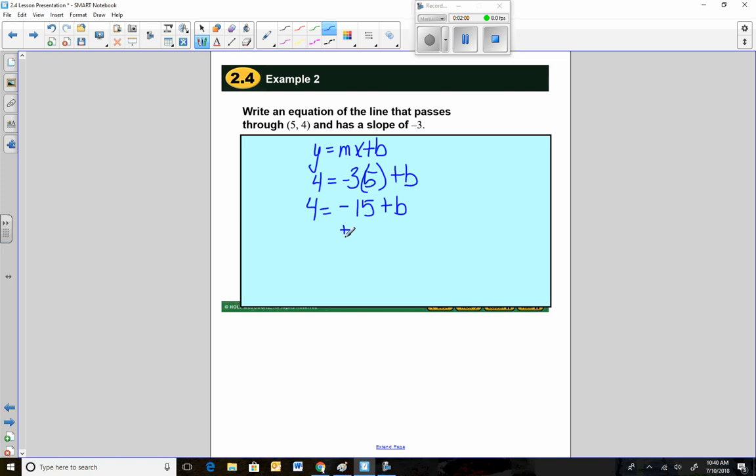And we get b by itself by adding the 15 to this side, so it will go away. And what you do to one side, you have to do to the other. Addition property of equality here. 19 equals b. Now, it says to write an equation of a line, so we have to go back and actually write the equation. y equals m, which was -3x, plus the b value of 19, because it was a positive 19. So, make sure that you always write it the second time as the actual equation. You use the slope-intercept equation to solve for b, and then you write it actually as an equation like this. Okay.